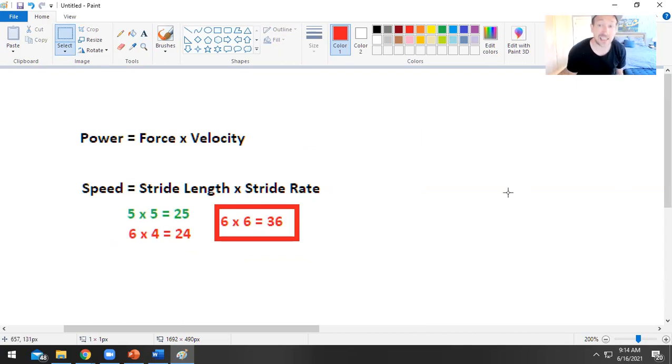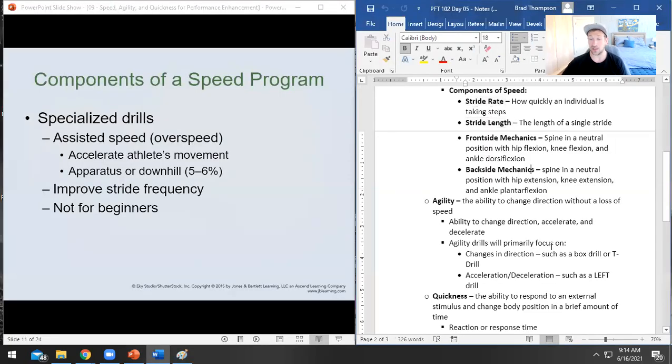Because what ends up happening is each step takes so much longer to perform, you actually lose speed because there's more time to recover from that step. There's more air time, all these things with taking too long of a step. And then you could say, well, okay, in that case, I'll take really, really quick steps. And it's like, all right, well, now you're not covering very much ground per step, and you're also going to lose speed. So that's why the formula for speed is stride rate times stride length.